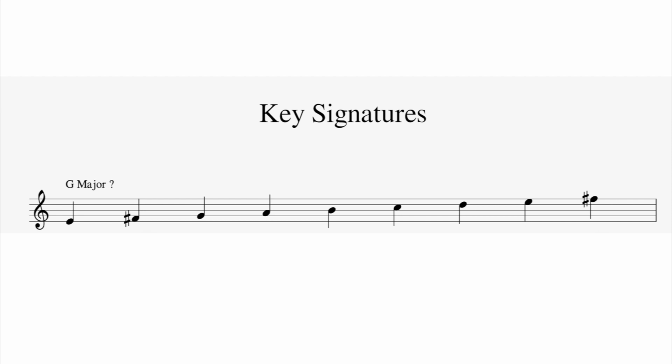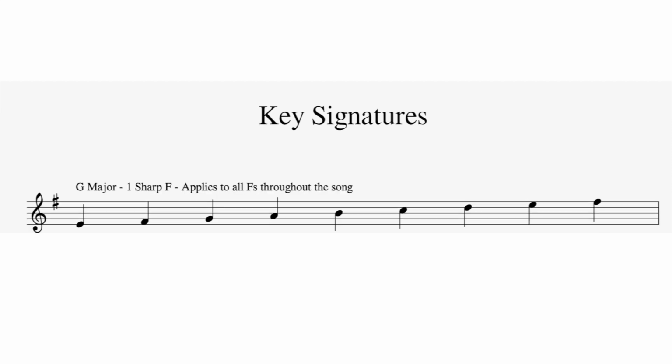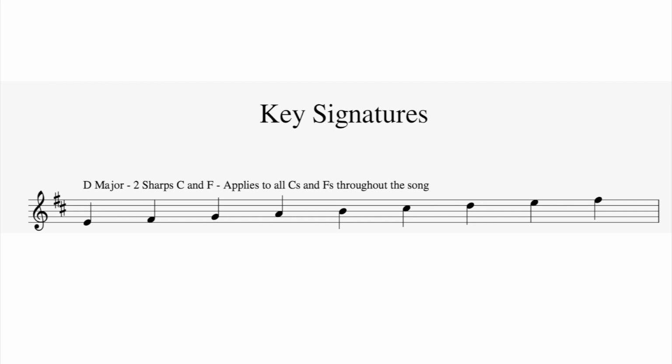But do we have to write the sharp every time we play F? No. Instead, we use the key signature with one sharp on the F line above. So this applies to all the Fs throughout the song. In D major scale, the F and the C will be sharp, as you can see on the symbol. It falls on the C space and the F top line, which means that you have to play it throughout the song. Now, let me just show you the rest of the key signatures.